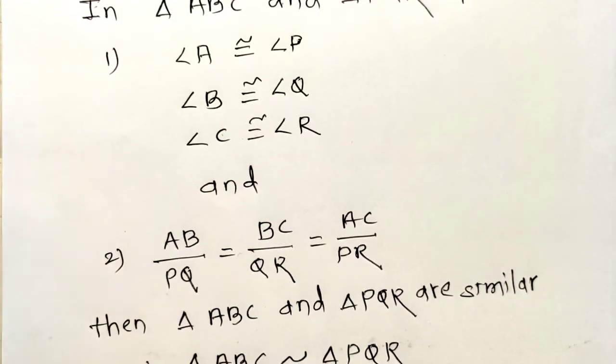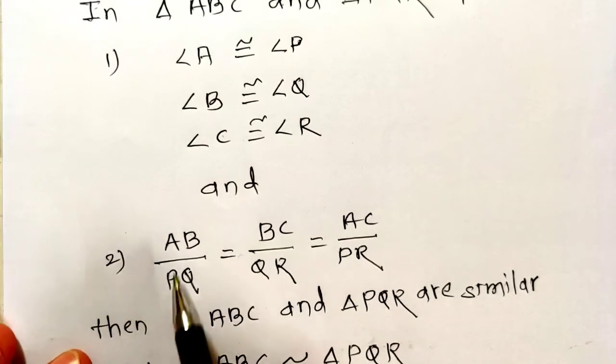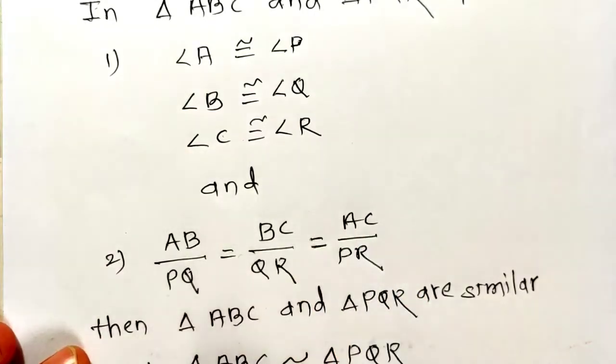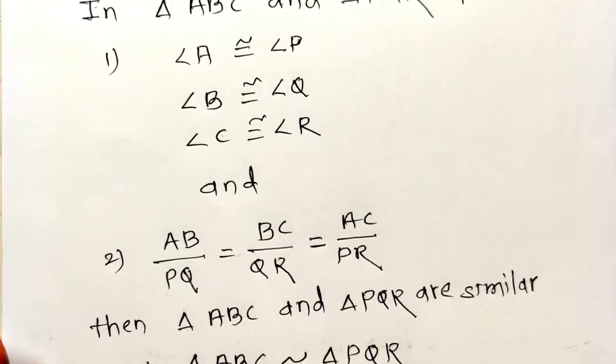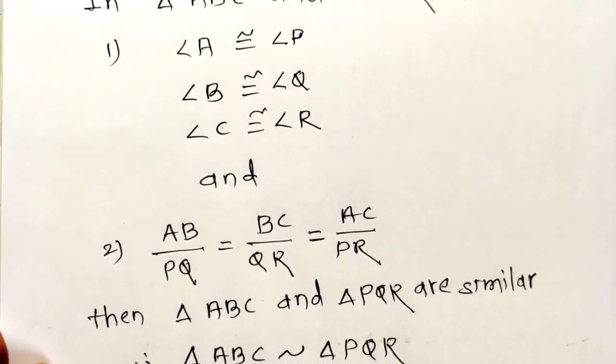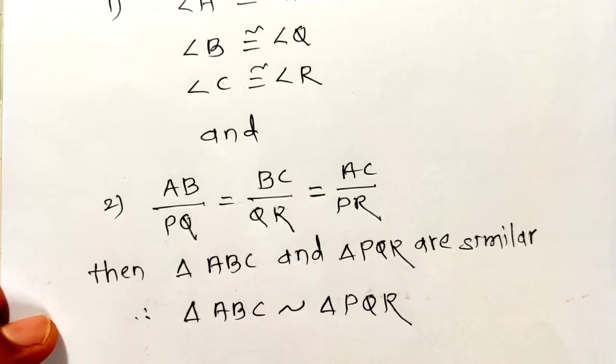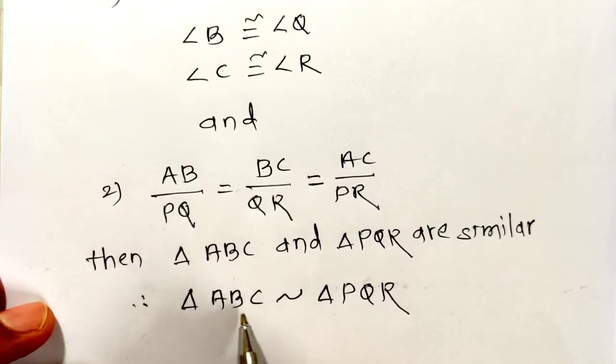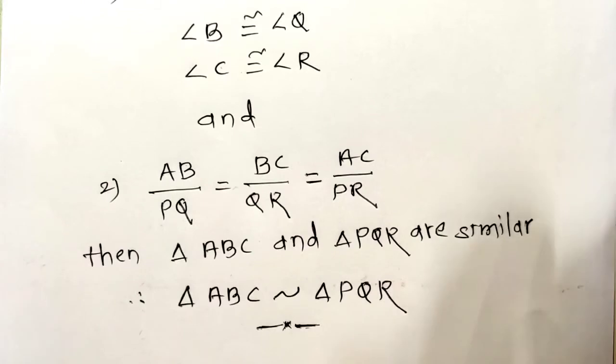the pairs of corresponding sides are in proportion. That means their ratios are equal. AB upon PQ is equal to BC upon QR is equal to AC upon PR. Then the triangle ABC and triangle PQR are similar, and symbolically we can write triangle ABC similar to triangle PQR. So two triangles are similar if their pairs of corresponding angles are congruent and the pairs of corresponding sides are in proportion. So let us see again.